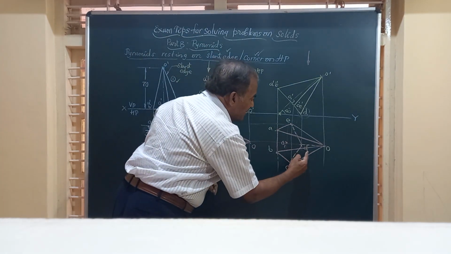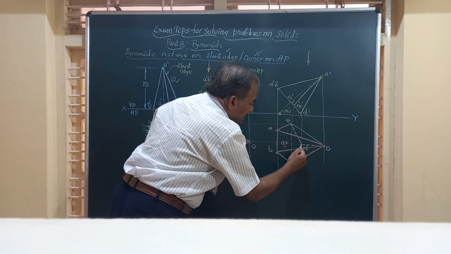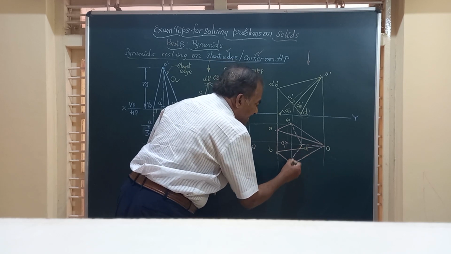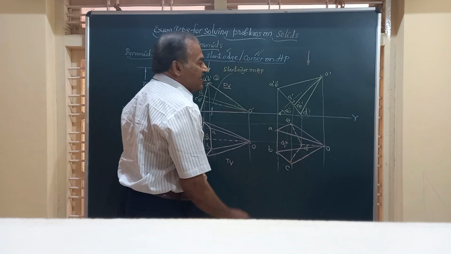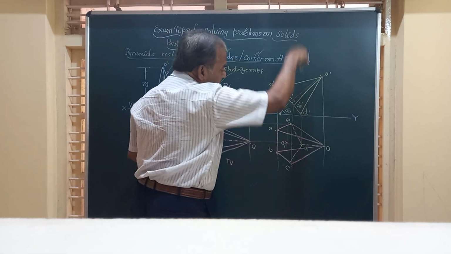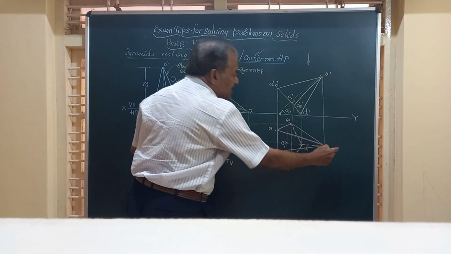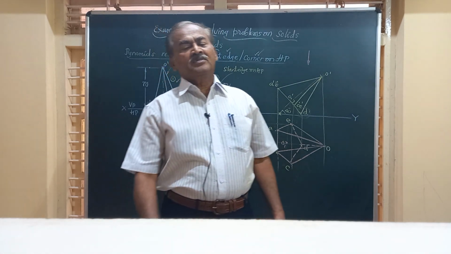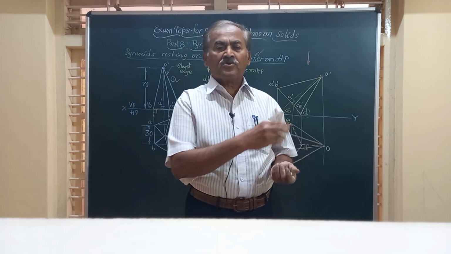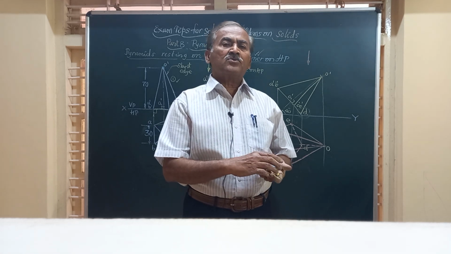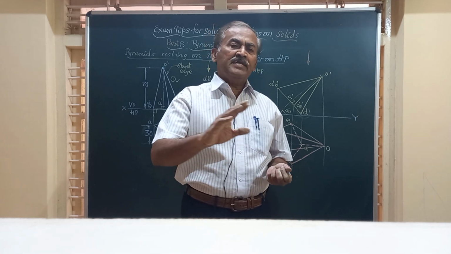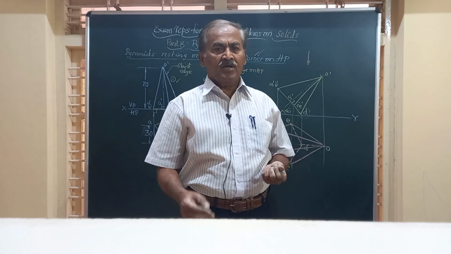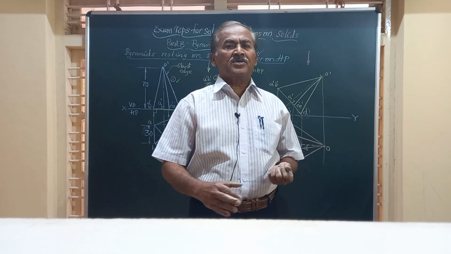So similarly here, friends, OB is intersecting DC. OB is already a full line, and the intersecting line has to be a dotted line. And this OD is not visible in the top. When this is not visible, all the connecting lines are also not visible. Friends, this is an important clue I have given to solve problems on any pyramid resting either on a slant edge on HP or on a triangular surface on HP.